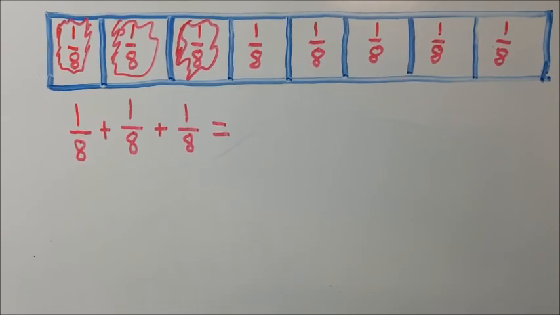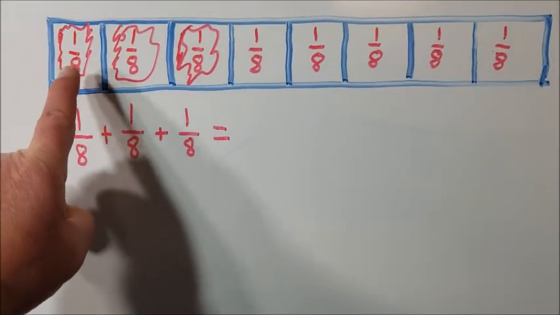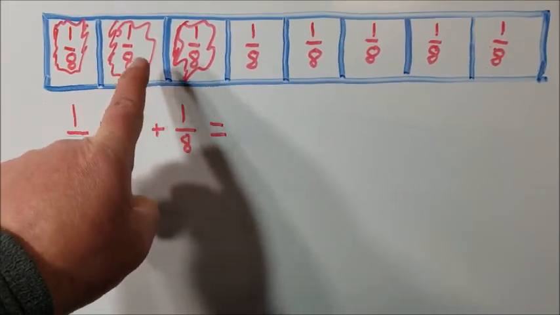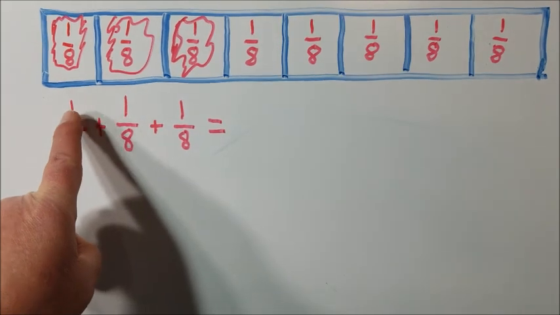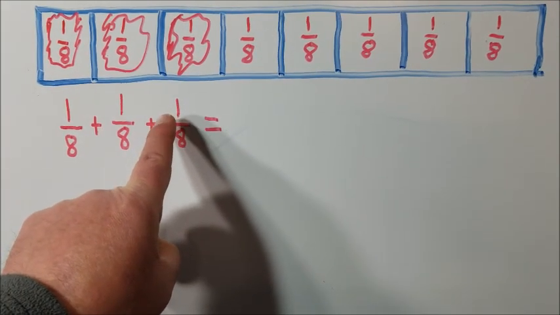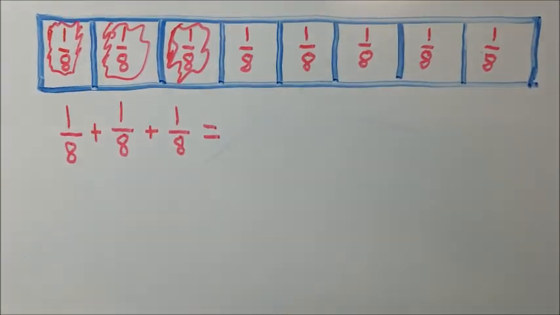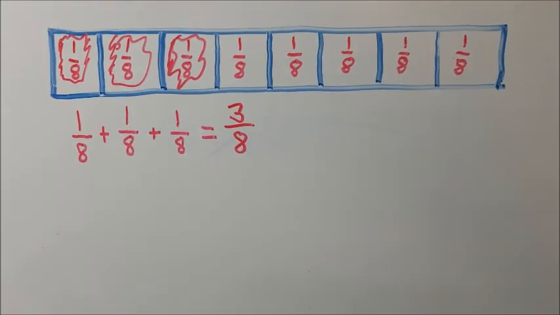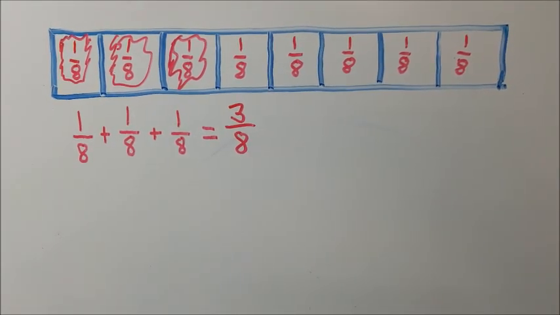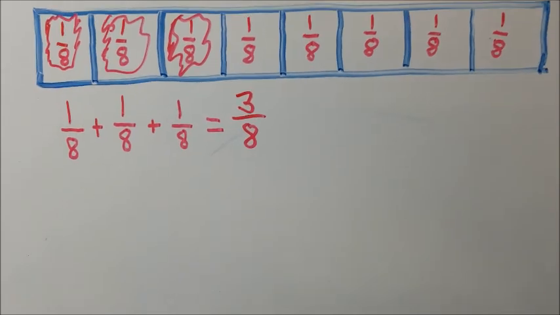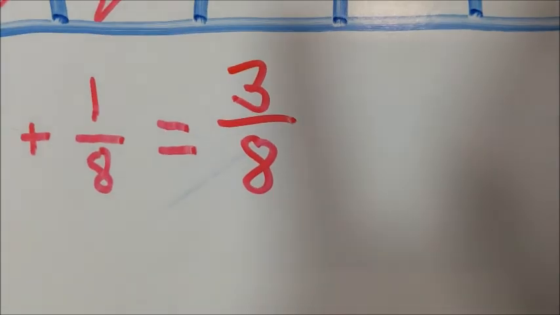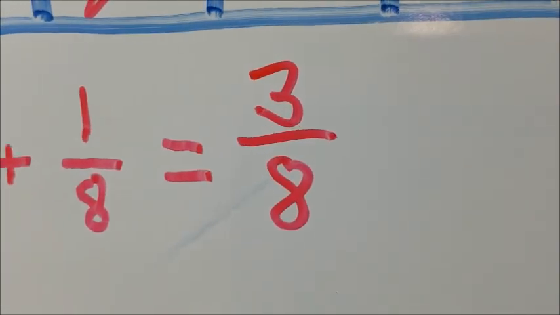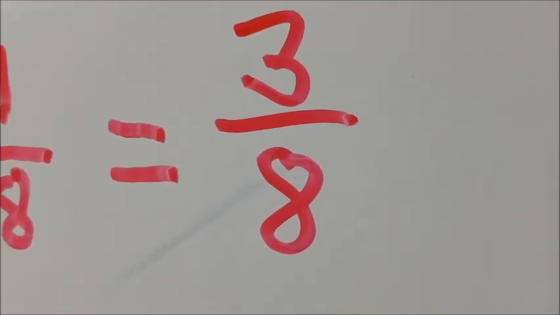Well, let's see. I ate that 1/8, this 1/8, and this 1/8. So that's 1, 2, 3, out of 8 pieces. I ate 3 out of 8 pieces. I ate 3/8 of the candy bar. And boy, was it tasty.